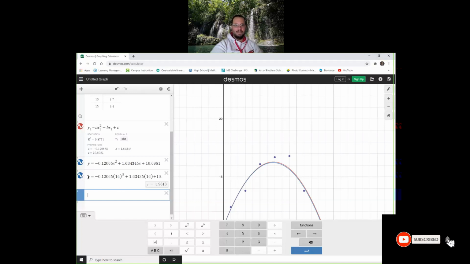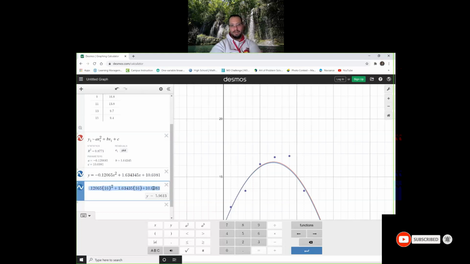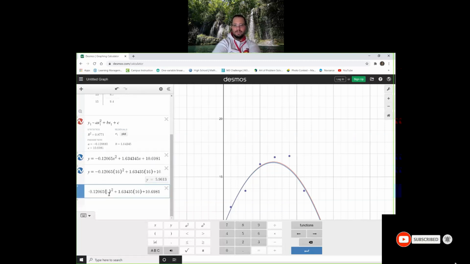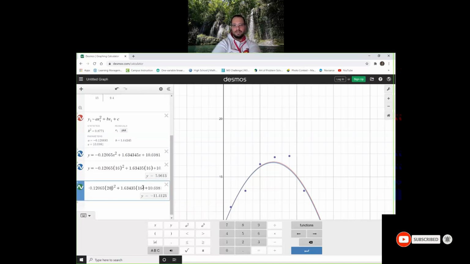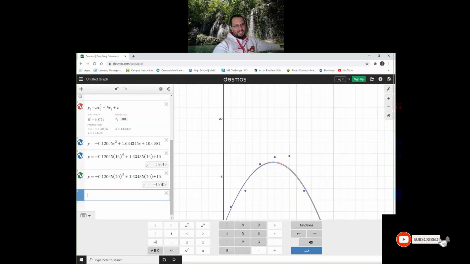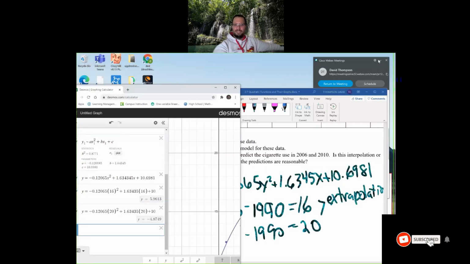And let's see if we can copy this so we don't have to type all that out here. Control C, and then hit Control V. Now we'll type in 20. So after 20 years, we have a negative answer, which doesn't seem reasonable because we're talking about percentages. Percentages can't be negative. So the 16 sounds kind of reasonable, but after 20 years we get a negative percentage, which is not possible. So 20 years is not reasonable.